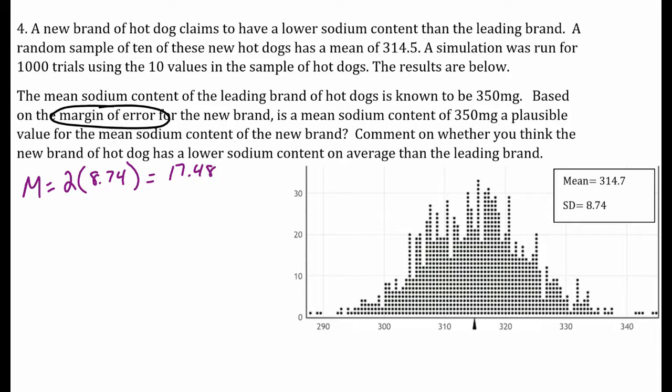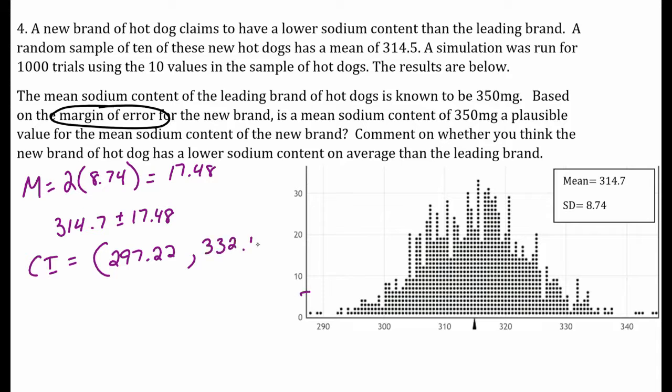To make my confidence interval, I'm going to do 314.7 plus or minus 17.48. So 314.7 minus 17.48, going down 2 standard deviations, gives me a lower bound on my confidence interval of 297.22 and an upper bound of 332.18.